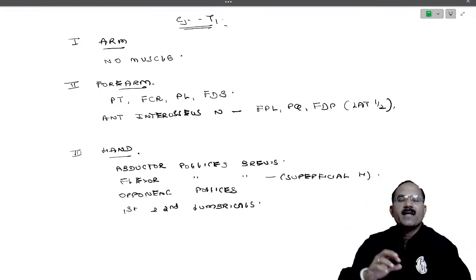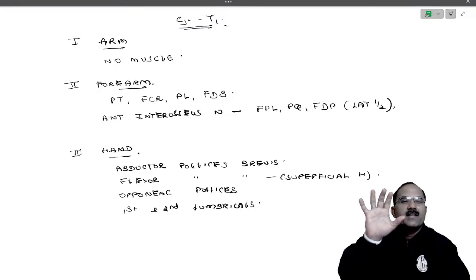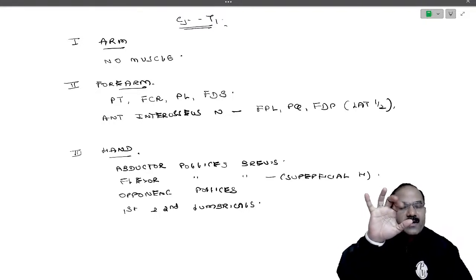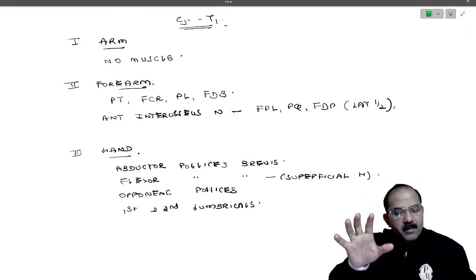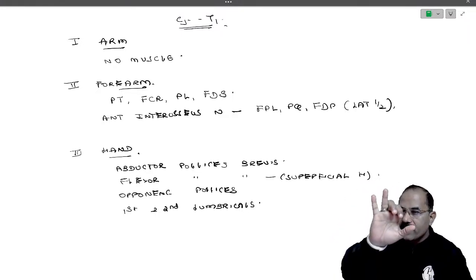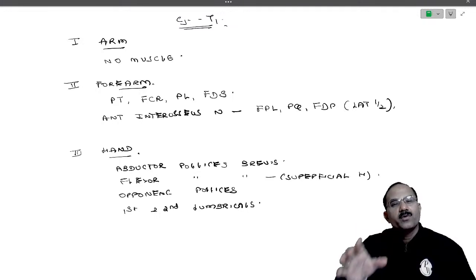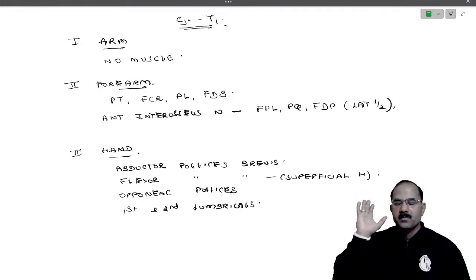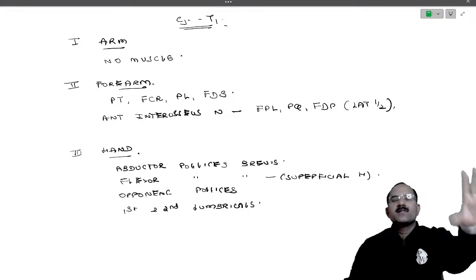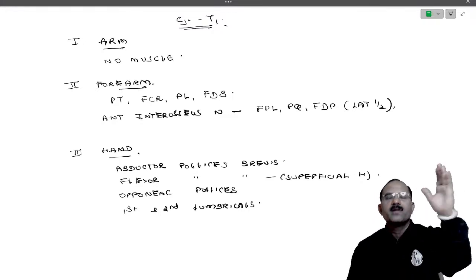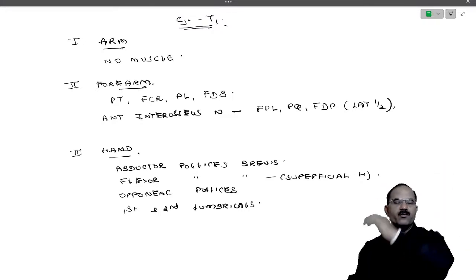If the first and second lumbricals are paralyzed, you get a claw hand of the index and the middle finger. Like this. We call this a partial claw hand. Clear, students? So this is about the muscles supplied by the median nerve in the upper limb. Fine, this is one flow chart done.